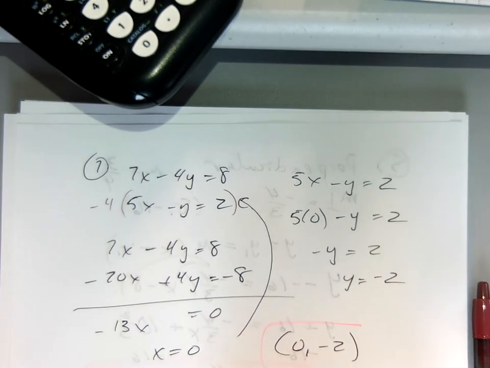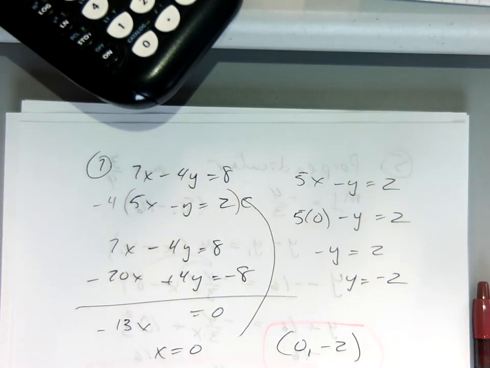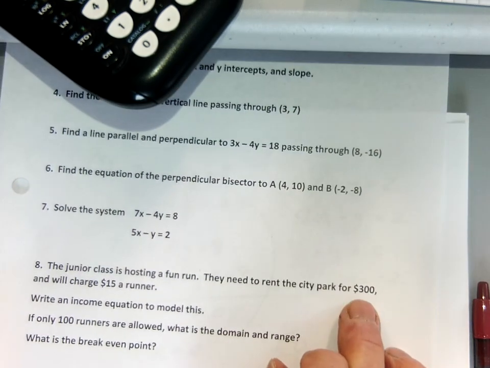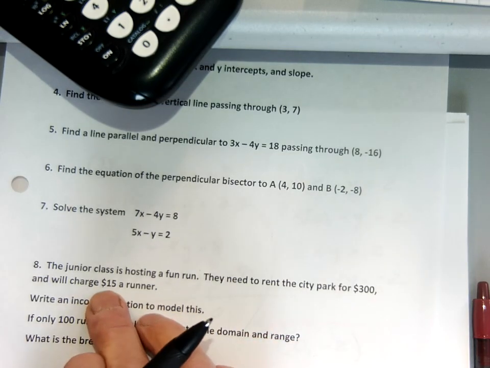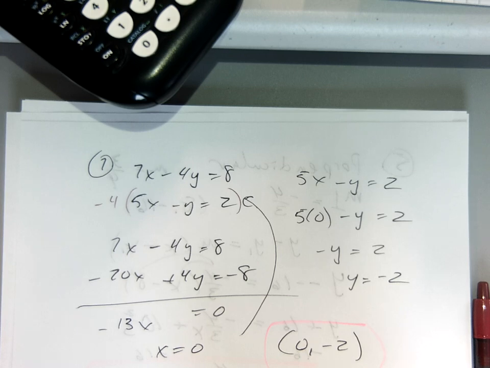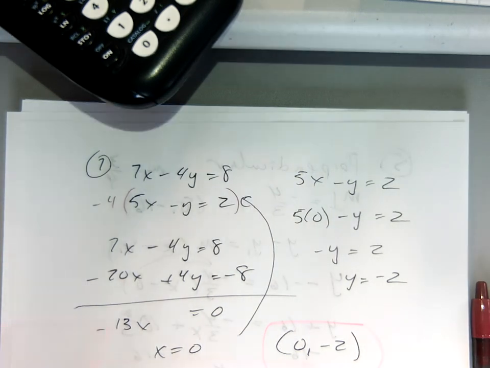Okay, last but not least, a little story problem. Okay, we have, they're going to do a fun run. They need to rent the city park for $300, so that's going to cost us. They'll charge $15 per runner. Write an income equation. So my income equation, I of n, that's number 8, right, is going to equal 15 times the number of people, n, minus 300. Okay, that's easy. There's my income equation. Boom.